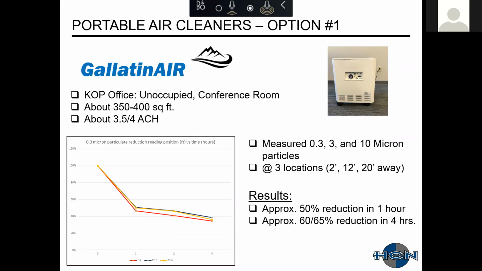What we found is that running the Gallatin Air unit in this conference room, after 1 hour of operation, the particle count was reduced by about 50%. We went back in at 2 hours and then at 4 hours, and essentially at 4 hours we were able to reduce our particle count by 60%. So our original particle count was at 100. After 4 hours, we were down to 35 to 40. And I just want to emphasize that this is a HEPA filter plus air ionization.